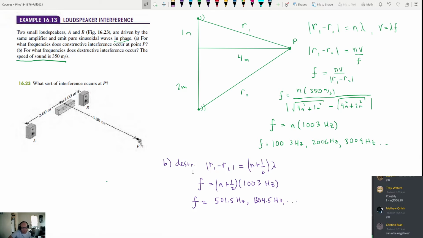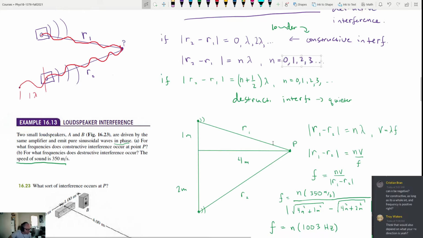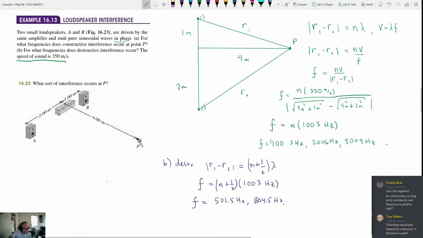Not if you get negative wavelength, because wavelength can't be negative and frequency can't be negative. I don't think so. I think it just is the ones that I said. It's 0, 1, 2, 3. It's positive integers. Is 0 an integer? Probably. Positive integers. For constructive, as long as it's a whole integer and the frequency is positive. Yeah, I guess so.